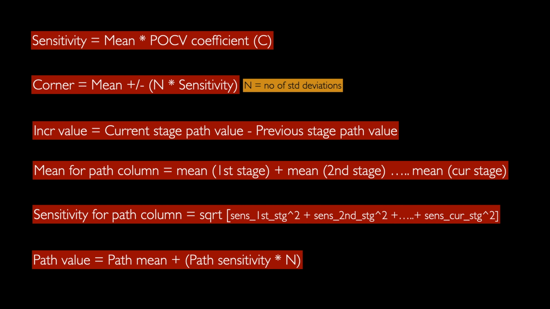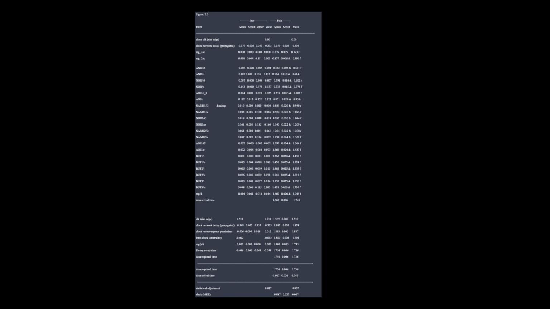And finally, we can calculate path value by using this particular equation, which is path mean plus n times path sensitivity. Alright, let us use this example timing report to understand how delay calculation is performed using the equations that we discussed just now. And we are going to focus on this particular stage in the timing path for the calculations.